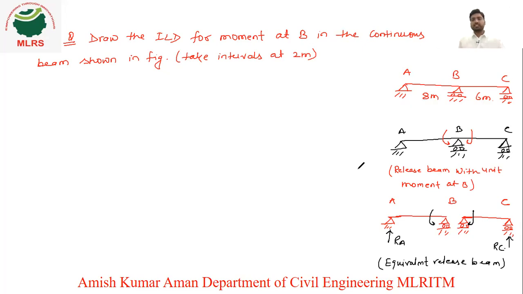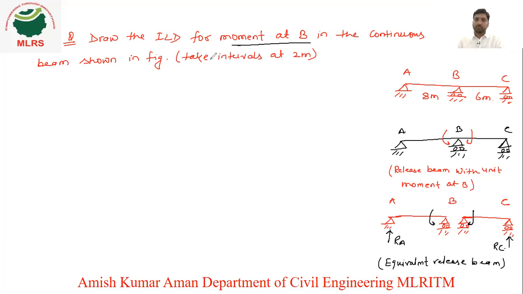So in this lecture, we are going to discuss the influence line diagram of a continuous beam. In the previous lecture we already discussed this type of problem, ILD for a continuous beam, but there we discussed reactions. In this one we will discuss moments. If you see here, draw the ILD, influence line diagram, for moment at B, right? In the previous video, we discussed ILD for reaction at B.